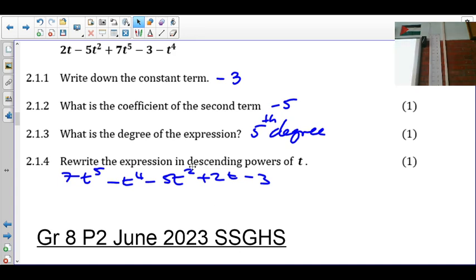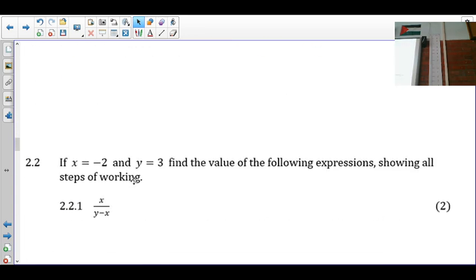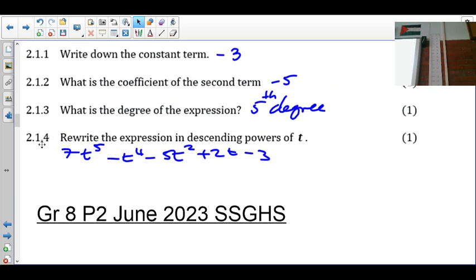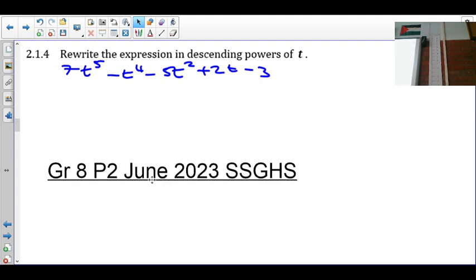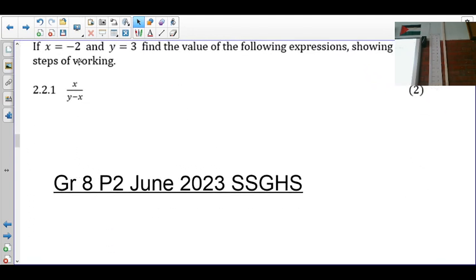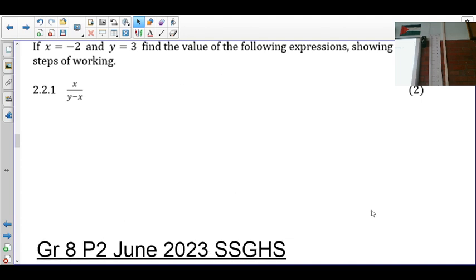Alright, we're back. So now the next question says, if x is equal to minus 2 and y is equal to 3, find the value of the following expression showing all steps of working. This was a very poorly answered question. I was surprised.